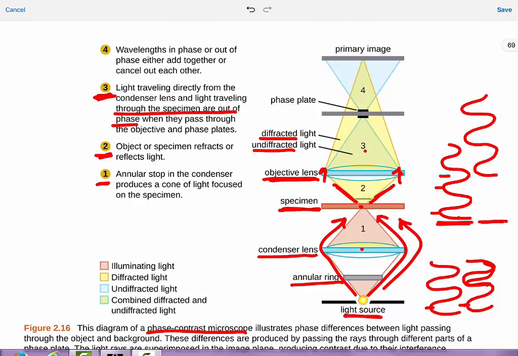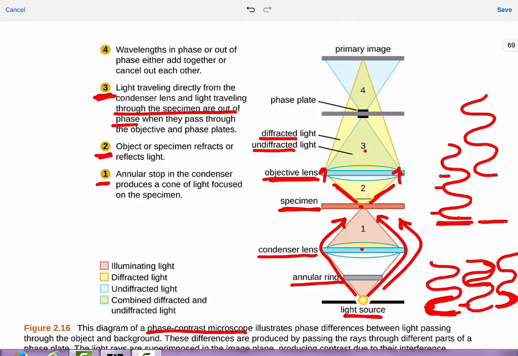Now, if it is not that way, if we have one that is like this, and then the wave, since it's off phase, goes this way, then this is a peak, and this is a trough, and they'll cancel each other out. And if they cancel each other out, then that'll be a dark spot.